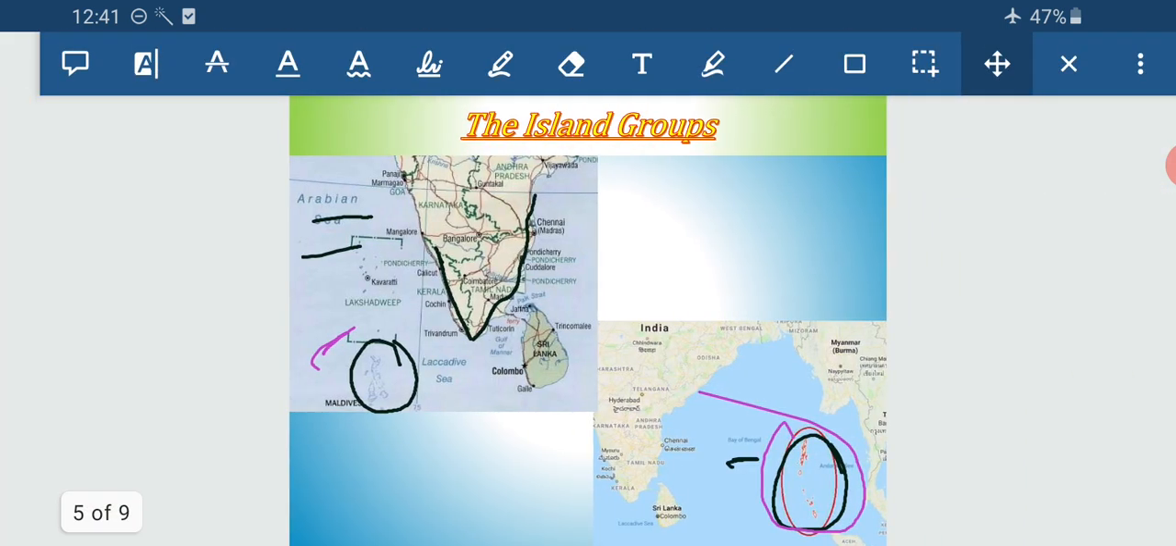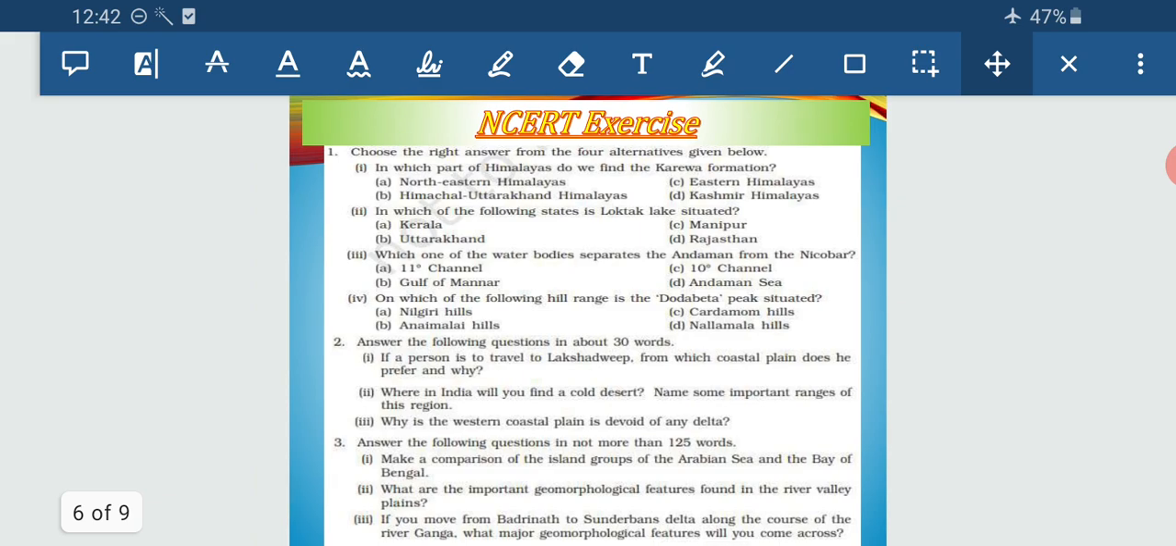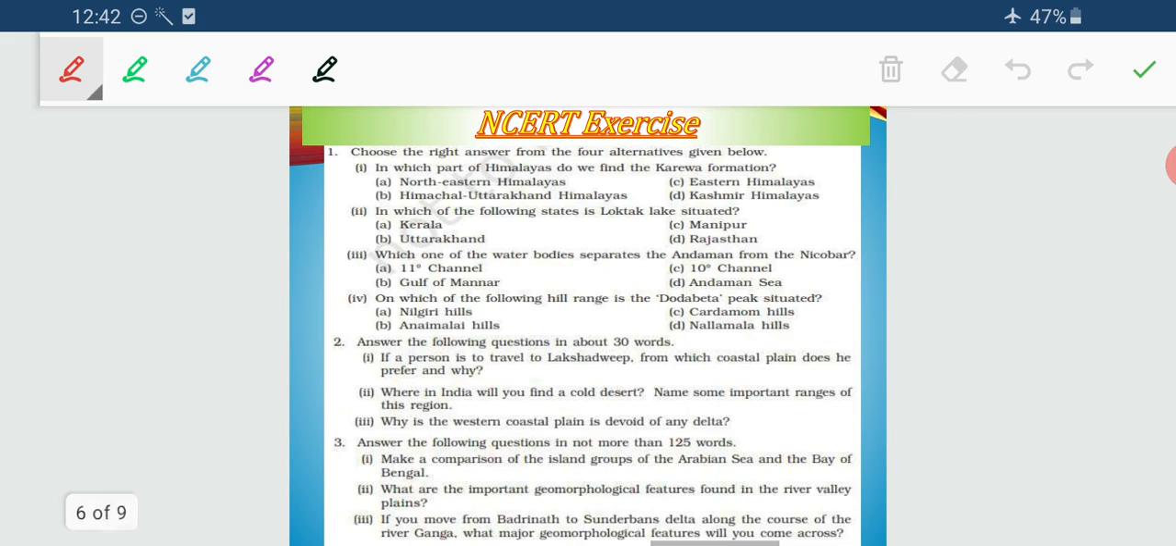Now I have already shown the map beforehand. This is Lakshadweep and this is the Andaman Nicobar island group. So I have completed the portion related to the island groups with their features and location. Now I am proceeding to the next slide, that is exercise question answers. First it is NCERT questions.